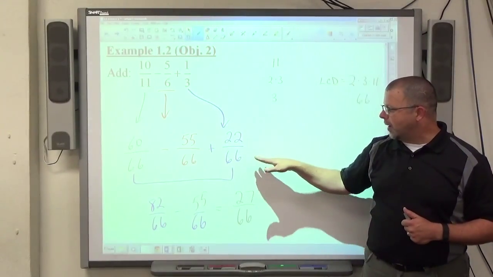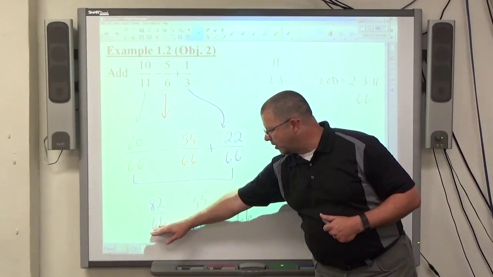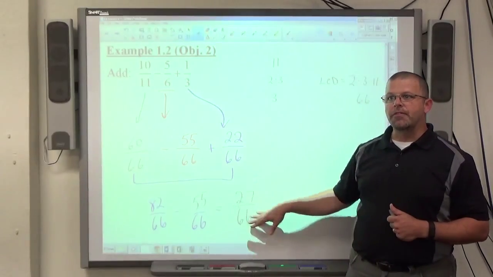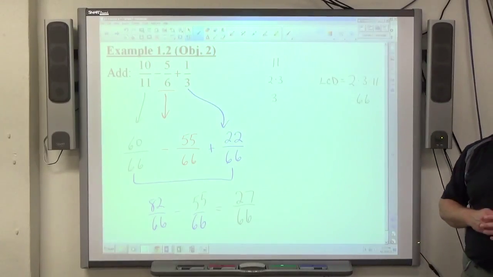Notice that at no point in time did that bottom number change. Once I got a common denominator created, it's over 66, it's over 66, it's over 66, all the way through to the end. Now I'm at my final answer. I have to look at the possibility of reduction. Can I reduce this fraction? What does it divide by?